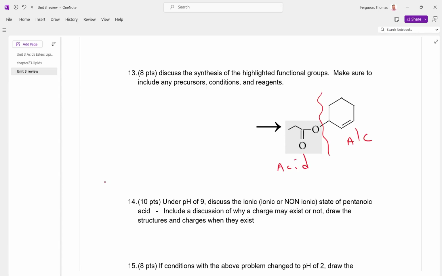Okay, with esters, again, there's always an acid part and an alcohol part. The alcohol in this case is a cyclohexanol. So that's the alcohol. And the acid is going to be a 1, 2, 3 carbon acid.